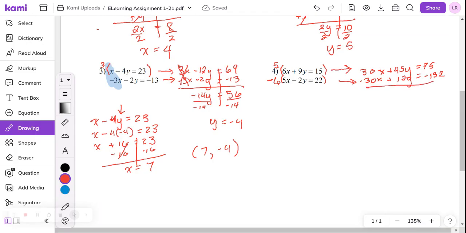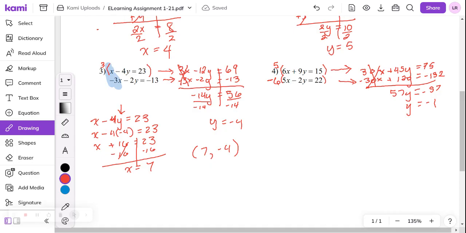We'll add our equations together. That's 0. This would be 57y. Negative 132 plus 75 would be negative 57. Divide both sides by 57, and y is negative 1. So I have my answer for y. Now it's time to get my answer for x.